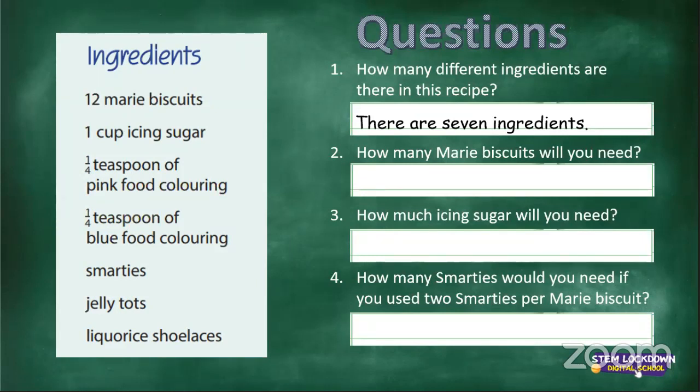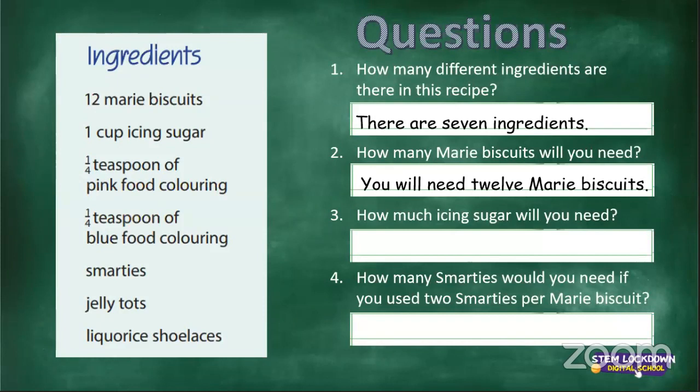Remember, 12 Mori biscuits is not a full sentence. We need a verb in a sentence to make it a sentence. There you go. I think it's Gabriel again who said, you will need 12 Mori biscuits. Let's look at my answer. You will need 12 Mori biscuits. Perfect. That is perfect.